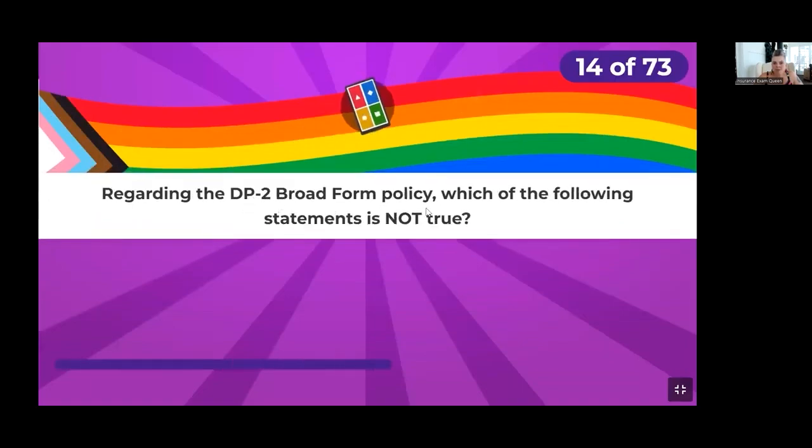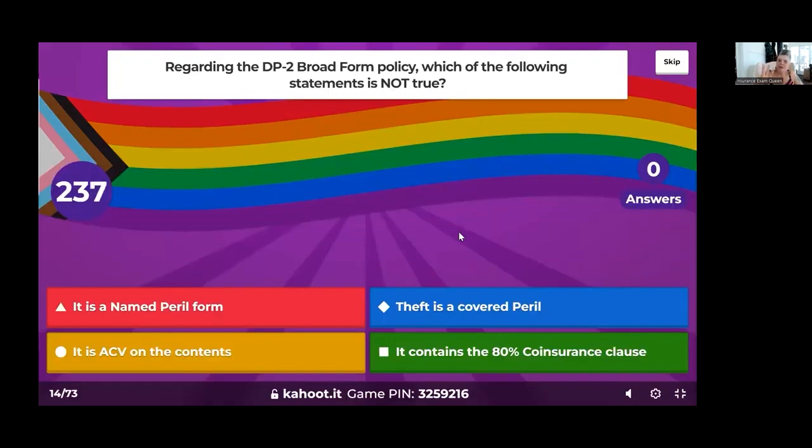Regarding the DP2 broad form, which of the following statements is not true? That means there are three things that are true. One of them is not true, and we're looking for the not true.